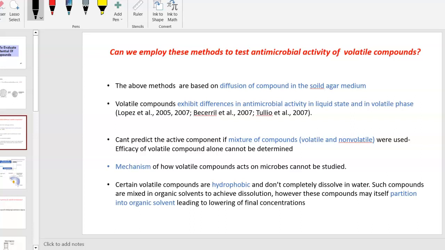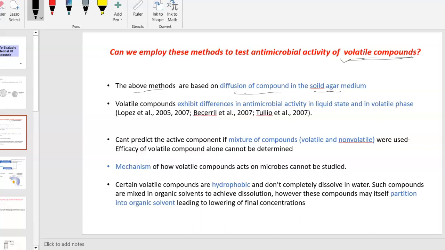Now the question is, can we use these common methods to test the antimicrobial activity of volatile compounds also? Why this question comes is, volatile compounds are special and testing their antimicrobial activity is not an easy task. The above methods, which I discussed in the previous slides, are based on the diffusion of the compound in the solid agar medium, whereas we all know that volatile compounds will not diffuse in the solid agar medium.